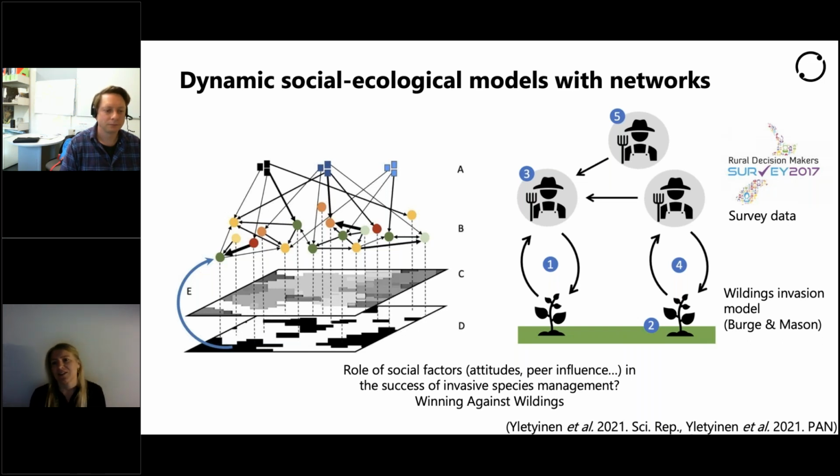And we coupled that to the social network that comes from Mike Brown's survey and a lot of other data from that. And then basically the landowners in this model constantly adapt to the environment or the invasion spread and what other people are doing. And that's how we merged two data sets to build a model.